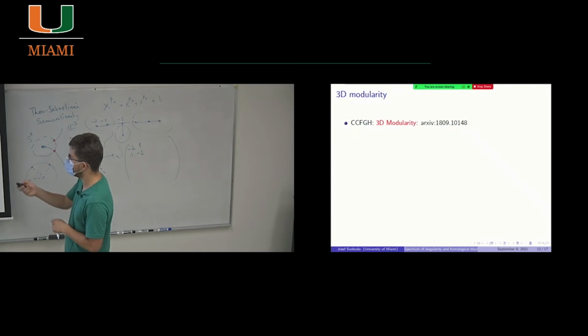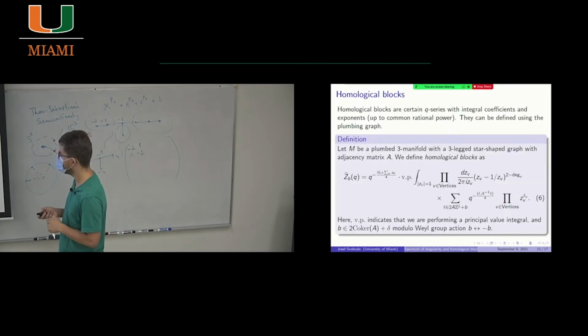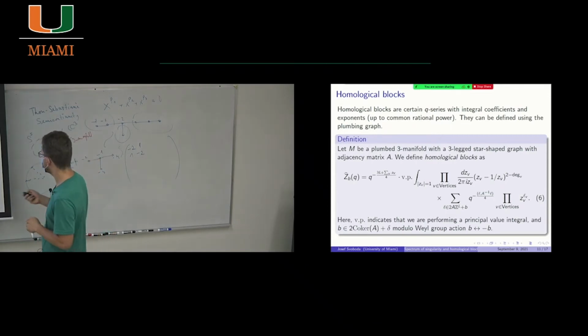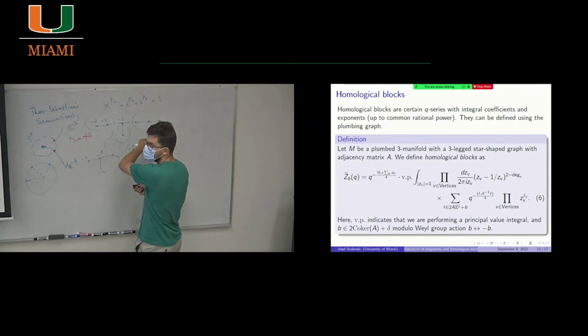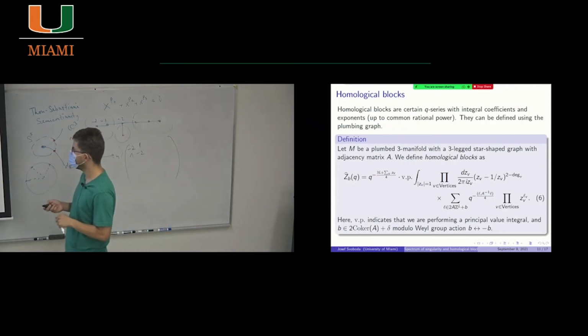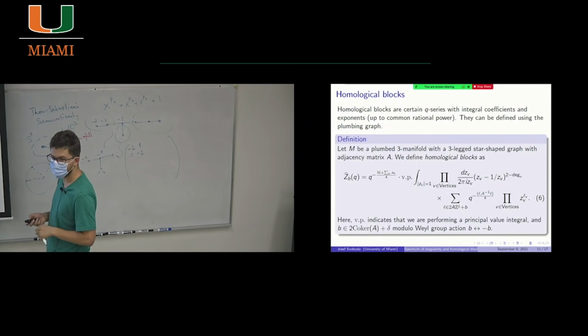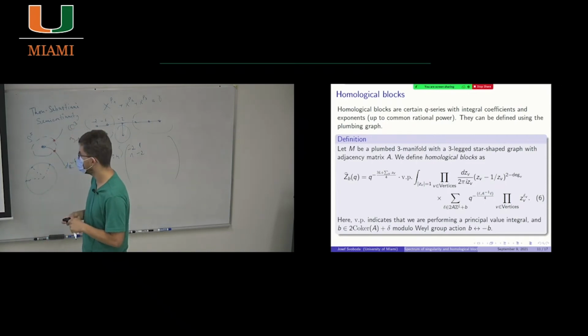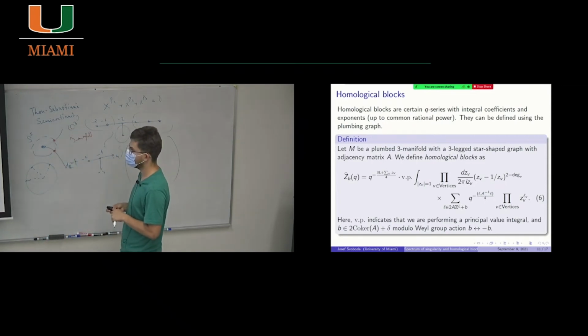Yeah, vortex means the vertices in the thinking diagram. Sorry, what is the meaning of vortex? Vertices, in the thinking diagram. Yes. So you have this 3-leg star-shaped graph, and it means exactly this.